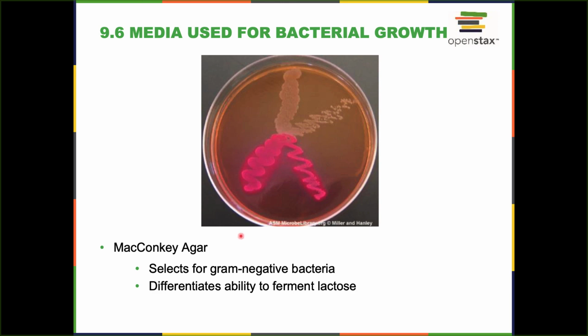MacConkey medium also allows us to differentiate for this ability to ferment lactose, and it does so by turning the medium pink. So out of these 2, which one can ferment lactose? Well, this one right here. So this organism can ferment lactose, this one cannot. So we actually know then that this organism is gram-negative and cannot ferment lactose, whereas this organism is gram-negative and can ferment lactose. And many different types of media exist that are selective and differential for various abilities.